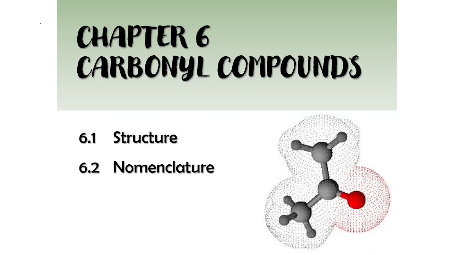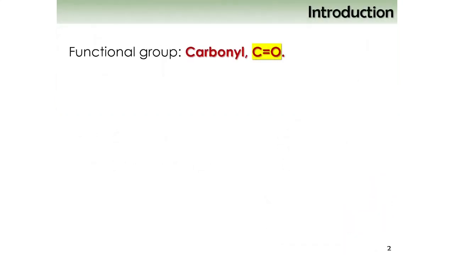Going to proceed to chapter 6, carbonyl compound. Okay, 6.1 structure and 6.2 nomenclature. The functional group for carbonyl is C=O, C double bond O. So this one is the functional group for carbonyl.